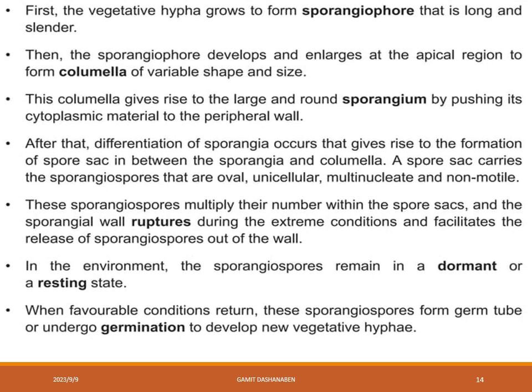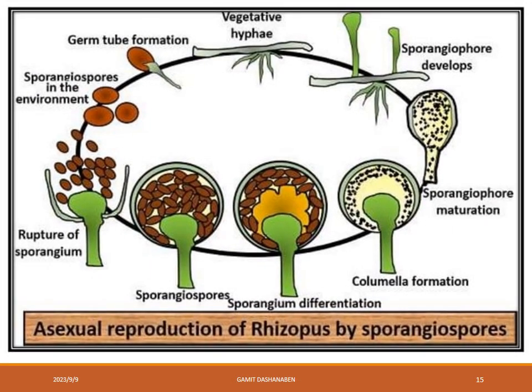These sporangiospores multiply their number within the spore sacs, and the sporangial wall ruptures during extreme conditions and facilitates the release of sporangiospores out of the wall. In the environment, the sporangiospores remain in a dormant or resting state. When favorable conditions return, these sporangiospores form a germ tube or undergo germination to develop new vegetative hyphae. Asexual reproduction of Rhizopus by sporangiospores.